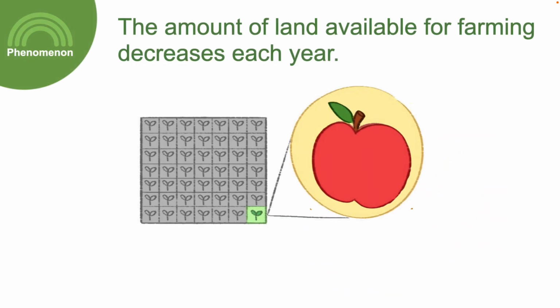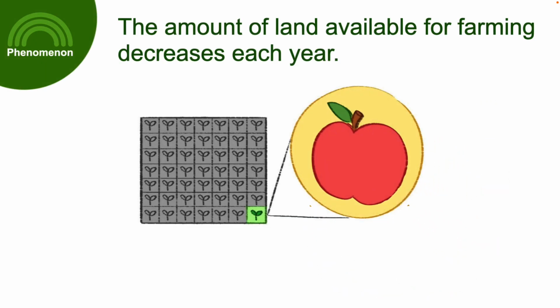With this tool for representing very large scales, we can now visualize the phenomenon that really drives our unit, which is the amount of land available for farming decreases each year, even as our human population and food needs are increasing on the planet. Let's see how we start to explain that.